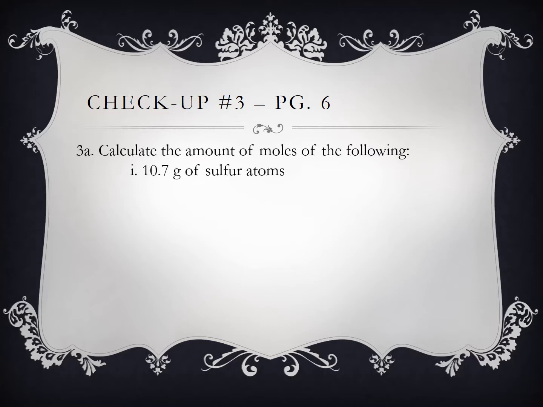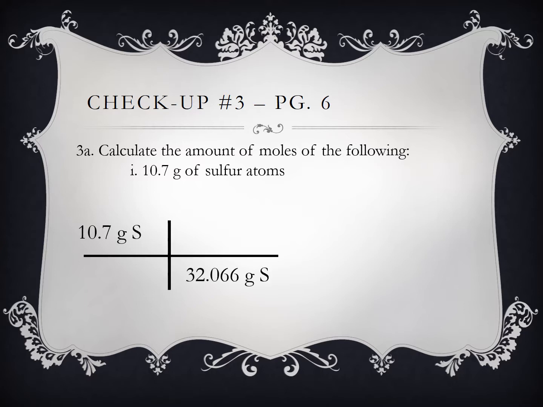Here are some practice problems converting mass to moles. We have 10.7 grams of sulfur. That's your starting point. Anytime you're doing dimensional analysis, that's your given. You draw your T-box. We look up the molar mass of sulfur because we're dealing with mass, grams. So we're not using Avogadro's number. 1 mole of sulfur has a mass of 32 grams. Grams cancel out, and you're left with 0.335 moles of sulfur.